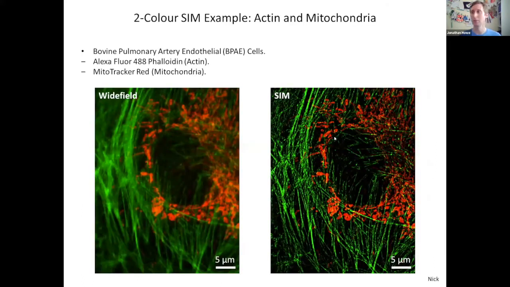So here's an example of a 2-color SIM image. This is a cell, an endothelial cell that's labeled actin in blue and mitochondria in red. And hopefully you can see in the right-hand image that the resolution is improved. You can see more fine structure in the actin microfilaments, and also you can see more detail in the mitochondria. Hopefully that's coming across in the zoom.